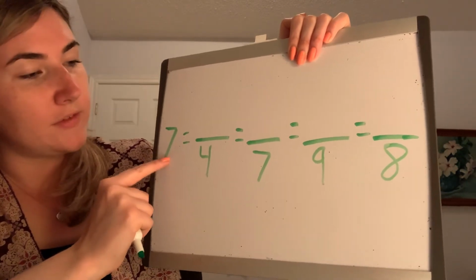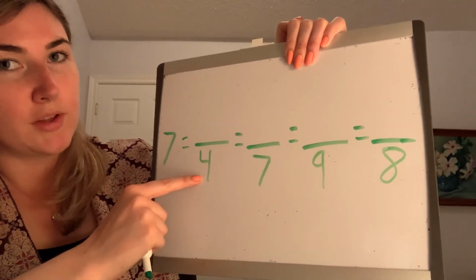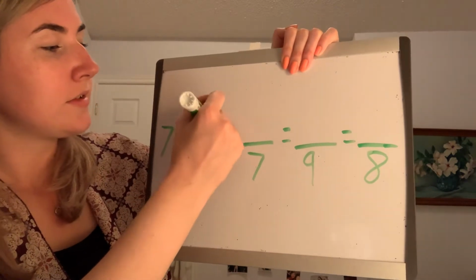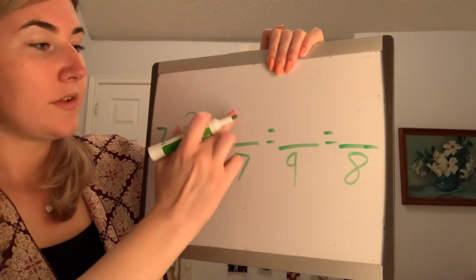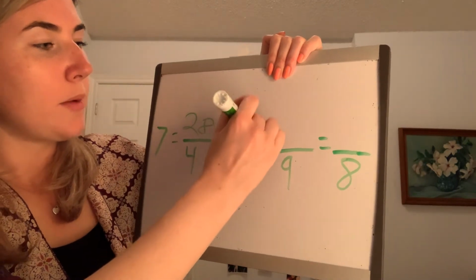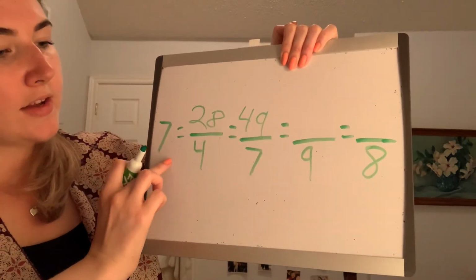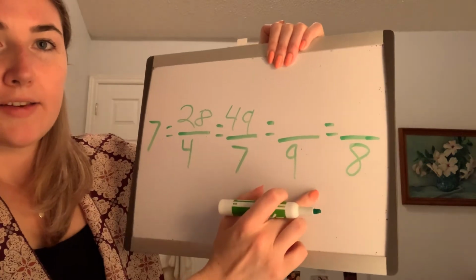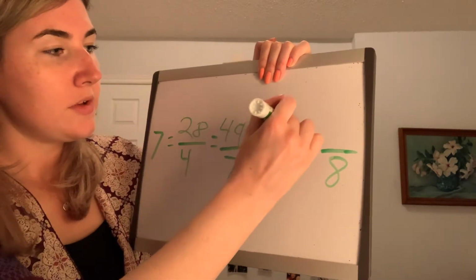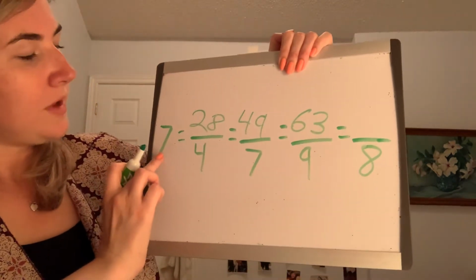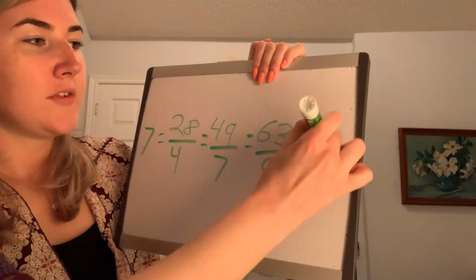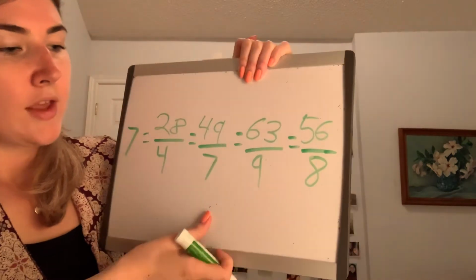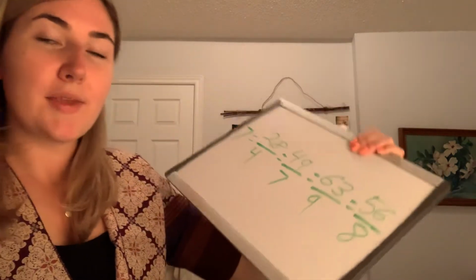So we have 7 times 4, which will give us 28. And then we have 7 times 7, which will give us 49 as the top number. Next we have 7 times 9, which will give us 63. And last we have 7 times 8, which will give us 56. So now I can pause this and complete B on your own.